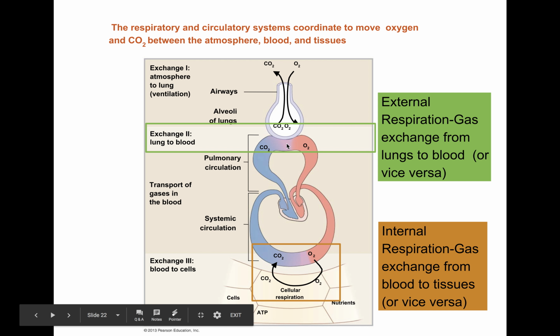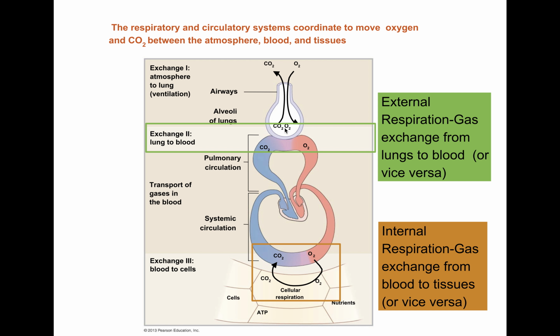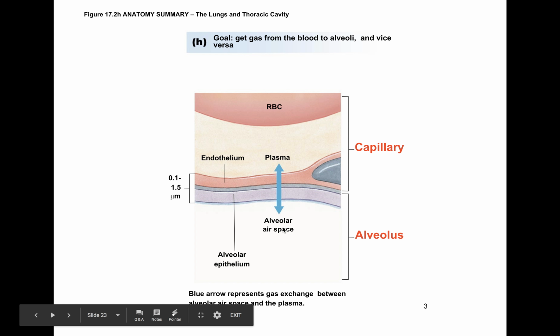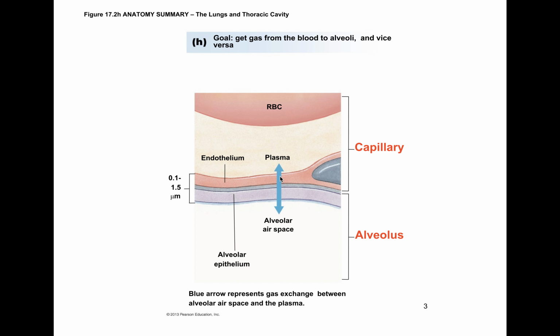This is still exchanging with the external environment. So this is our goal: oxygen in, CO2 out. So we essentially need to first exchange from the alveoli to the blood using the external respiration, and then ultimately exchange internally at the tissues.